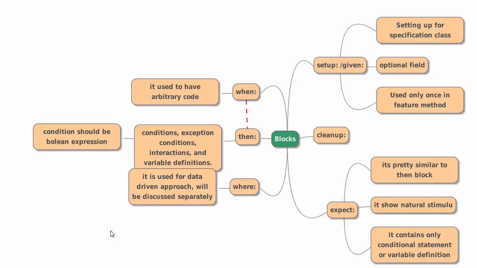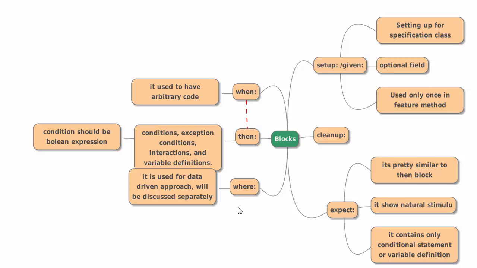Hello everyone, in this tutorial we are going to talk about blocks in Spock. In general, Spock has provided a very good interface to implement all the conceptual phases of any feature method. These implementations are done in a very structural way with the help of blocks. In general, there are 6 blocks available: when, then, setup, expect, where, and cleanup. So let's talk more about feature methods and blocks.